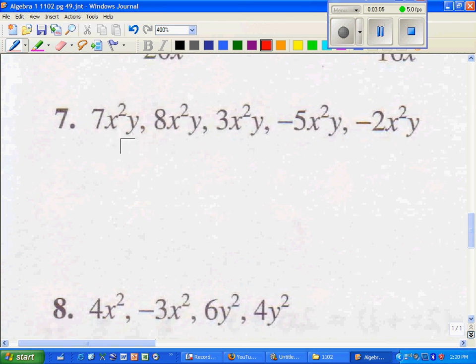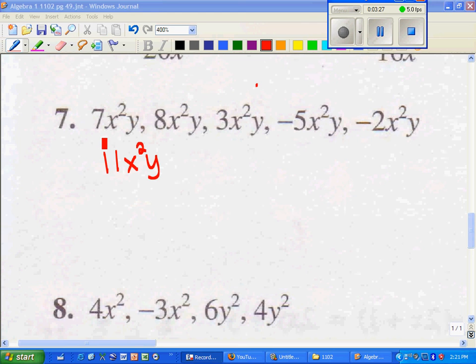So that means we can combine everything here. So all I'm going to do is just combine the numbers. 7 plus 8 is 15. Plus 3 is 18, minus 5 is 13, minus 2 is 11. So what I get is 11. And then the x squares and the y's do not change. They stay the same. So this is my answer.